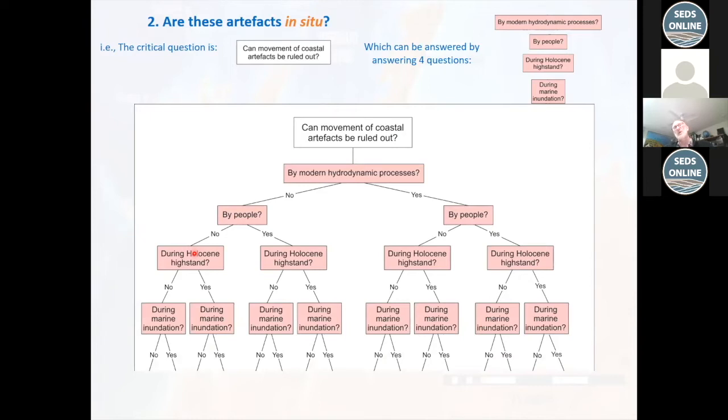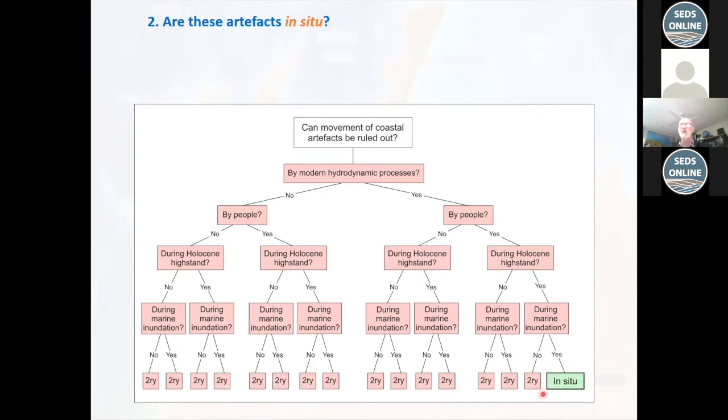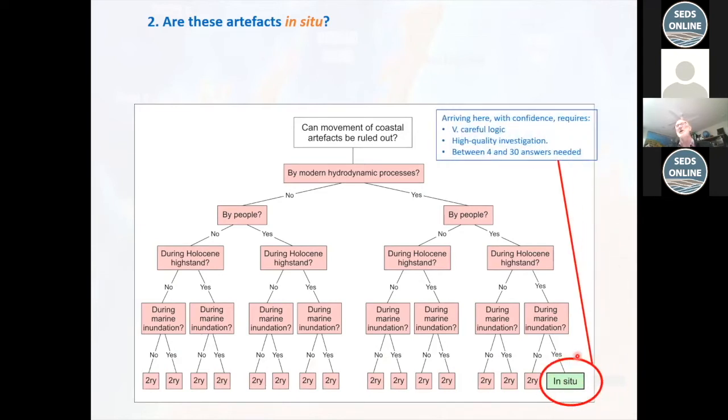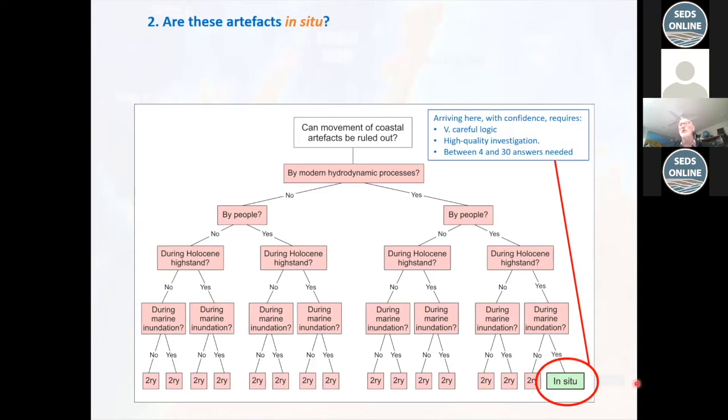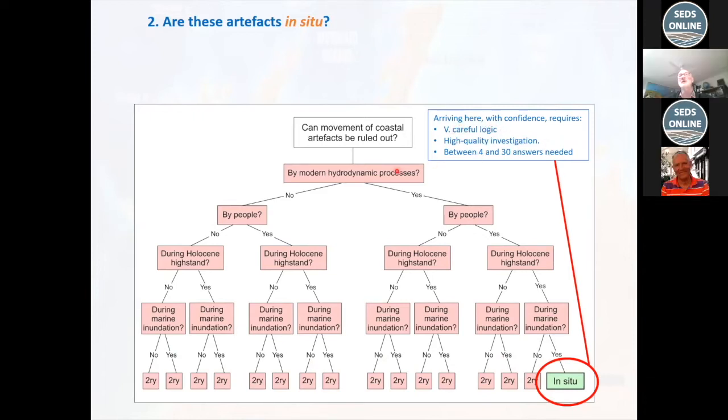It's important to realize that of all the answers that we're going to arrive at, only one means that the artifacts can be in situ. So if we want to arrive there in confidence and make the best archaeological interpretations, we have to use logic very carefully and conduct a high quality investigation, which means that we can ask and answer each one of these questions convincingly and powerfully.